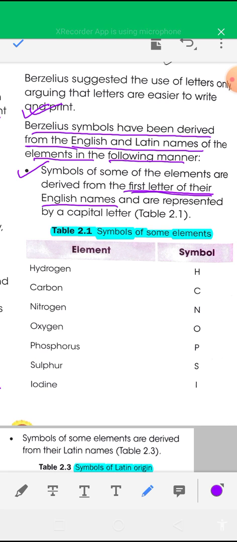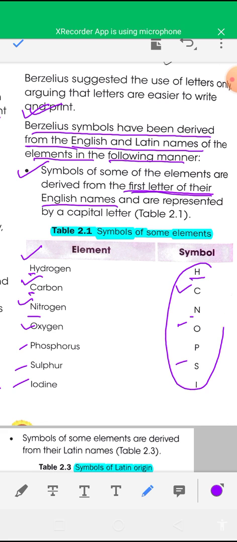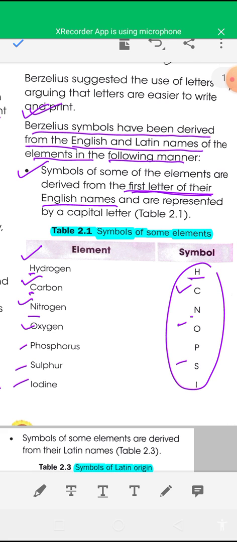For example, the symbol of hydrogen is H, first letter only. The symbol of carbon is C. Symbol of nitrogen is N. Symbol of oxygen is O. Symbol of phosphorus is P. Symbol of sulfur is S. Symbol of iodine is I. So these are first-letter symbols: symbols of some elements are derived from the first letter of their English name.